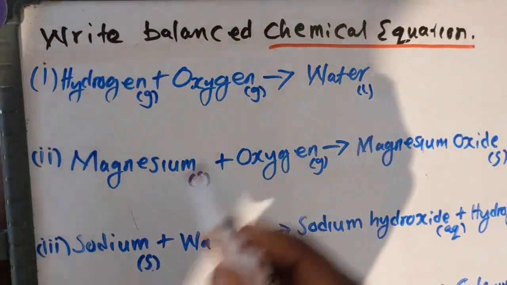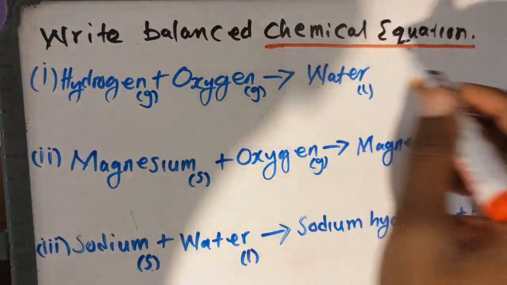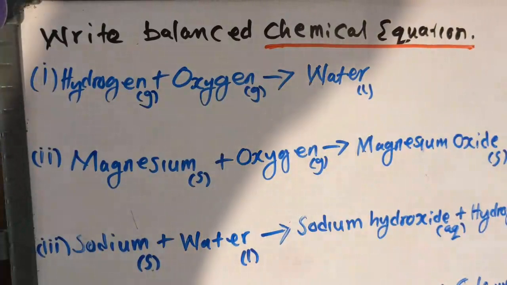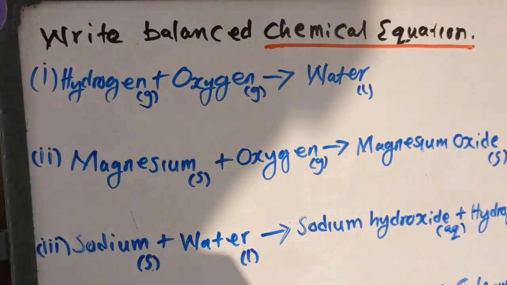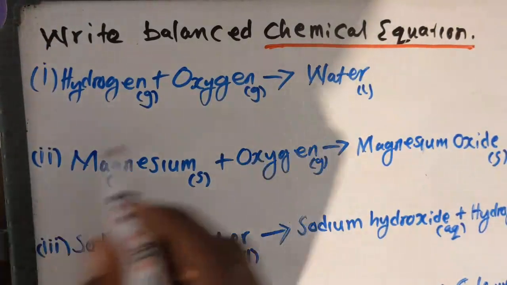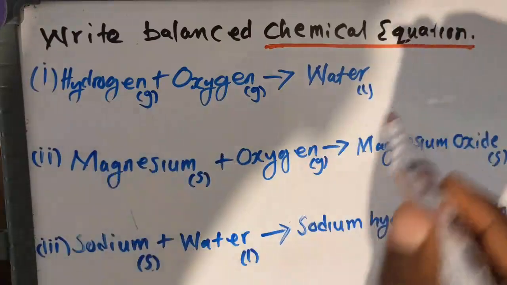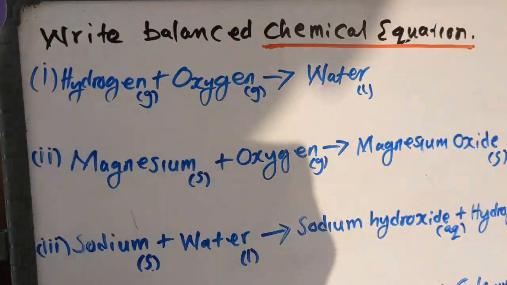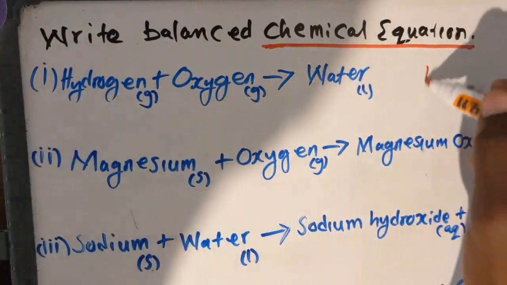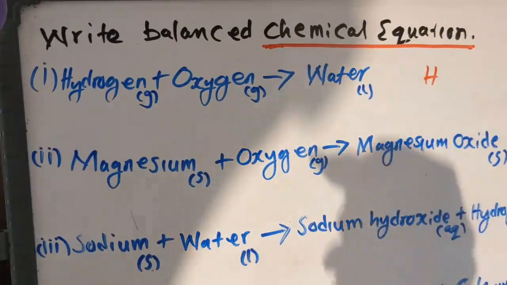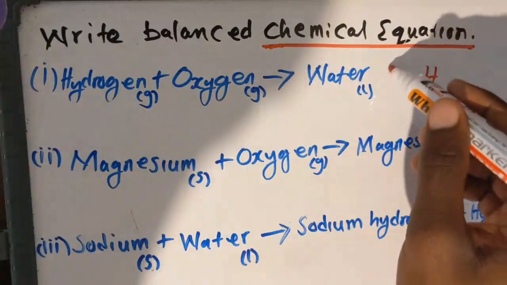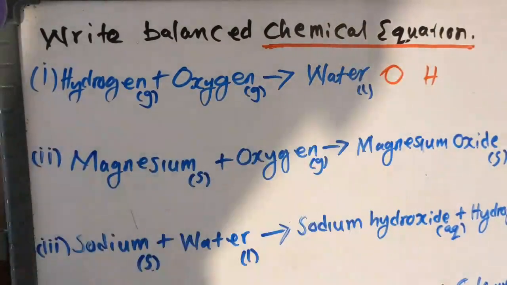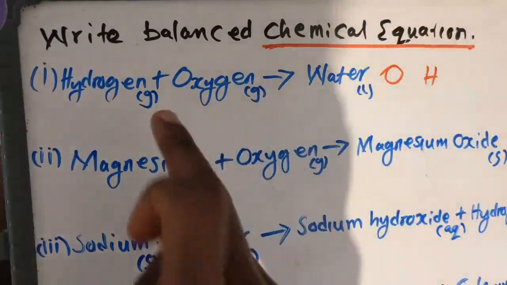We are going to write a chemical equation. Now we need to know what a chemical equation is. A chemical equation is an equation that represents the reaction, and it is represented in symbols. Like the symbol for hydrogen, it is capital H. The symbol for oxygen is capital O. So it is represented by these symbols, not words.